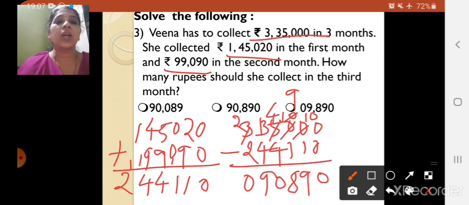90,890 is your answer. So where is it? Here. 90,890, right? So in this way children, we will be solving the word problems, right, when you get them for your exam. So I hope students you have understood what type of questions will come for addition and subtraction.